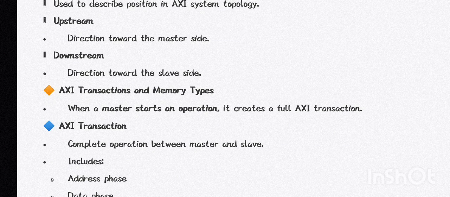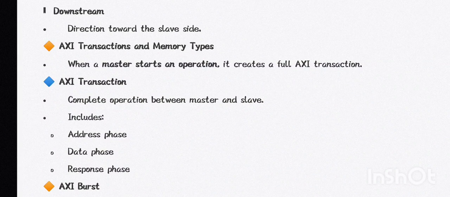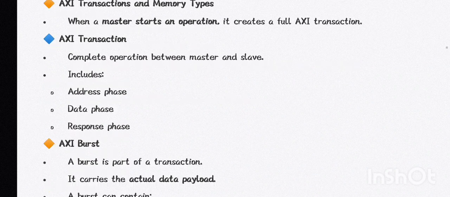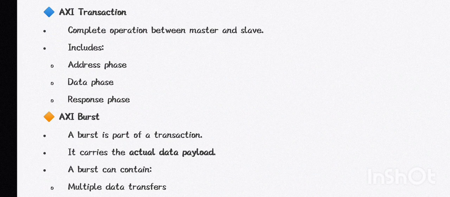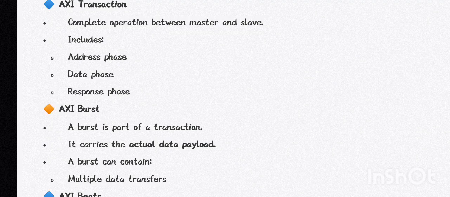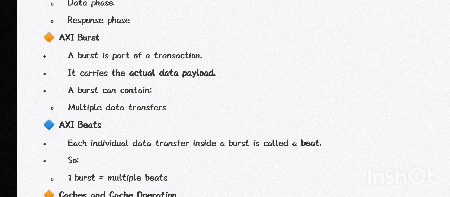AXI burst. An AXI burst is part of a transaction. It carries the actual data payload. A burst can contain multiple data transfers. Each individual data transfer inside a burst is called a beat. One burst is equal to multiple beats.